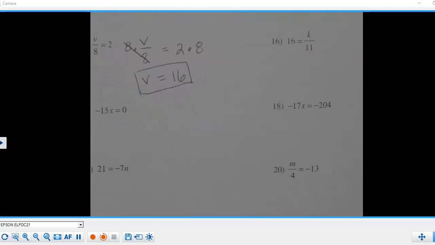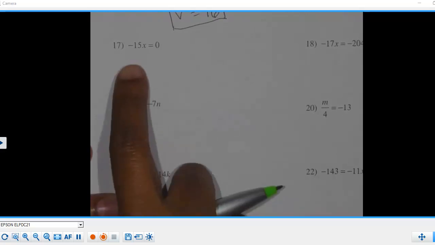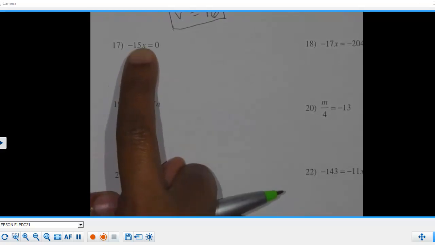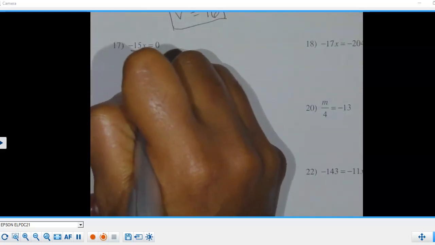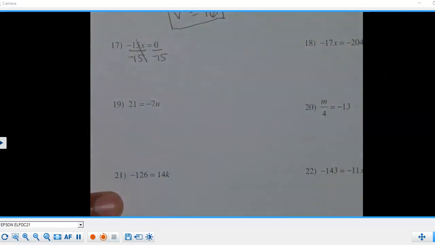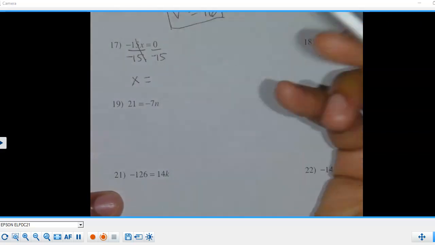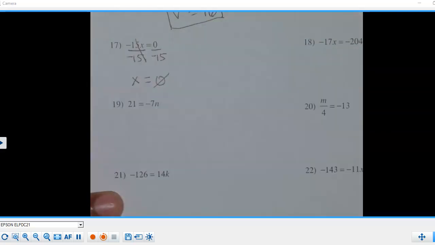So I'm going to leave number 16 for you. Number 17, it is okay, again, to have a negative coefficient on your variable. So we're going to divide by negative 15 to both sides. Okay? So again, remember that you want to bring the negative with that coefficient. Don't just say, oh, I'm going to divide by 15. That's a mistake I see a lot of people make. And 0 divided by a number is always 0.